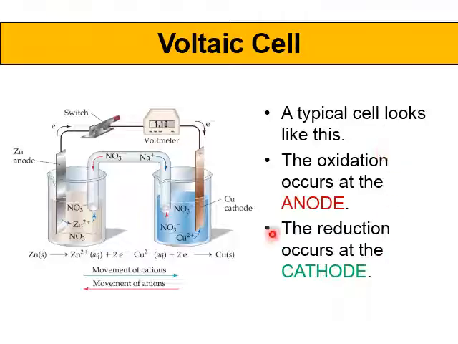Normally oxidation occurs at the anode and reduction occurs at the cathode. Oxidation means the process of releasing electrons, so from Zn to Zn2+, and Cu2+ gaining the electrons. So you get the process of reduction, and reduction occurs at the cathode.